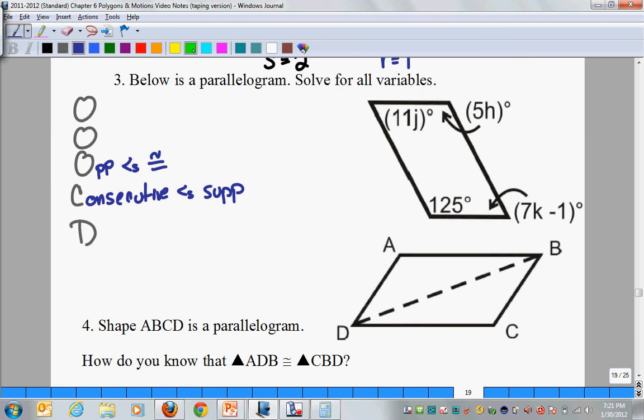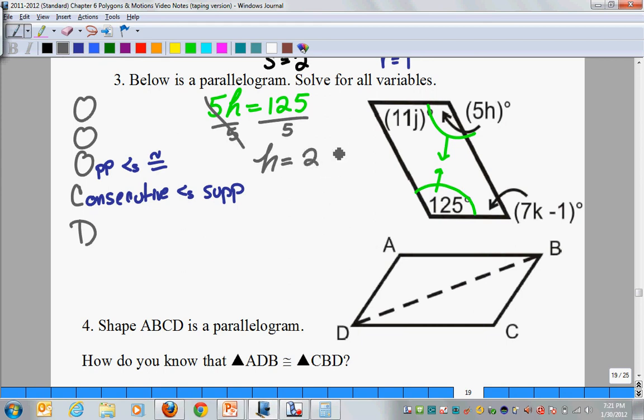Well, we can't use opposite angles. Well, we can. Let's see what we can do. We have 125 and 5h. These would be opposite angles. And we know that they're congruent. So we're going to go 5h equals 125. So we can solve for h there, and we find h is 25.